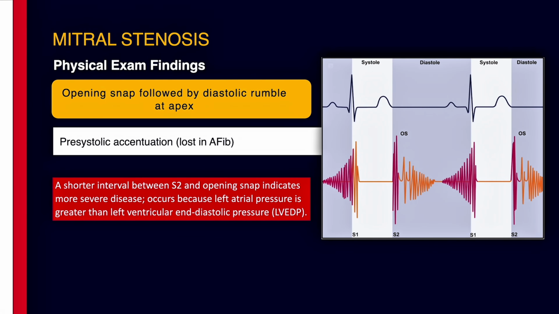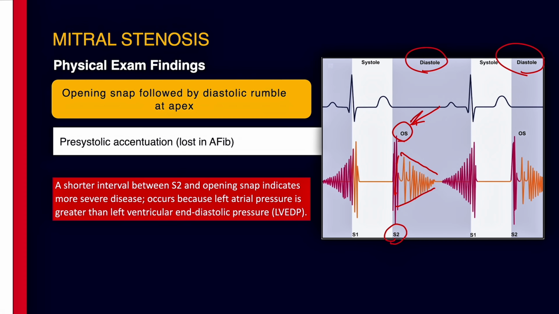The hallmark finding is an opening snap followed by a low-pitched diastolic rumble, best heard at the apex, especially in the left lateral decubitus position, right? So you're going to hear an S2, then a sharp opening snap, and that's the mitral valve trying to open under pressure, and then the diastolic rumble as blood flows through the narrowed valve.